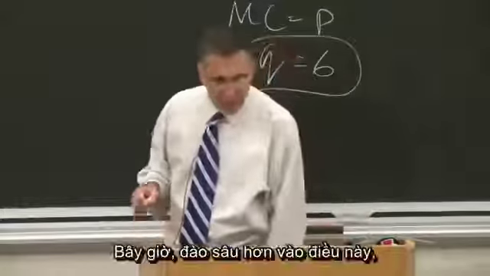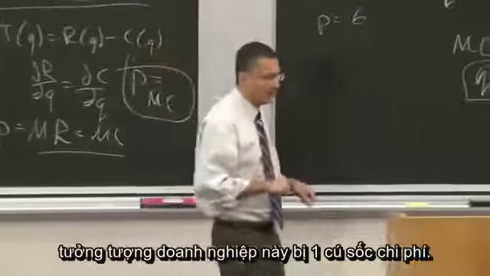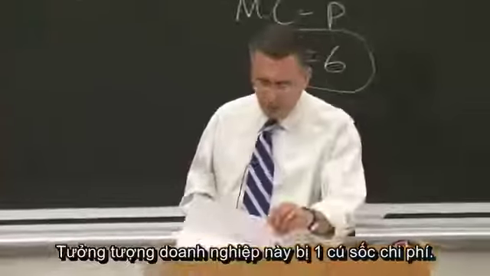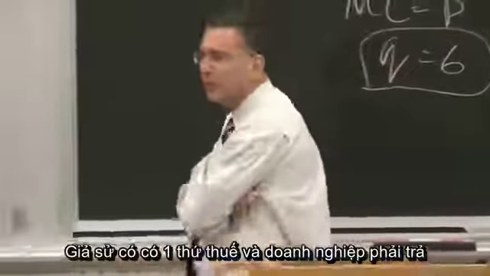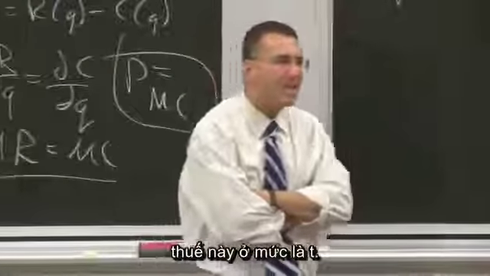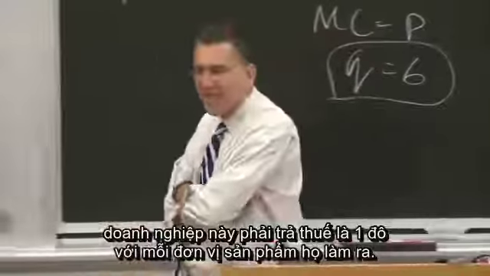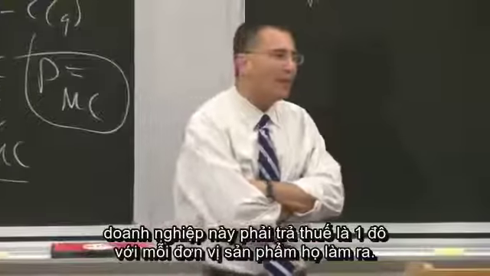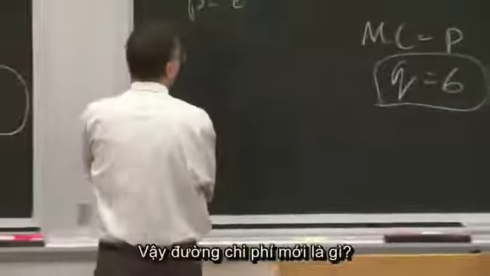OK, now, just to further drill this in, imagine for a second there was a cost shock to the firm. Imagine that there's a tax on the firm, where the firm has to pay a tax of an amount T. Let's say T is $1. The firm has to pay a tax of $1 on every unit they produce. Well, what is their new cost curve?